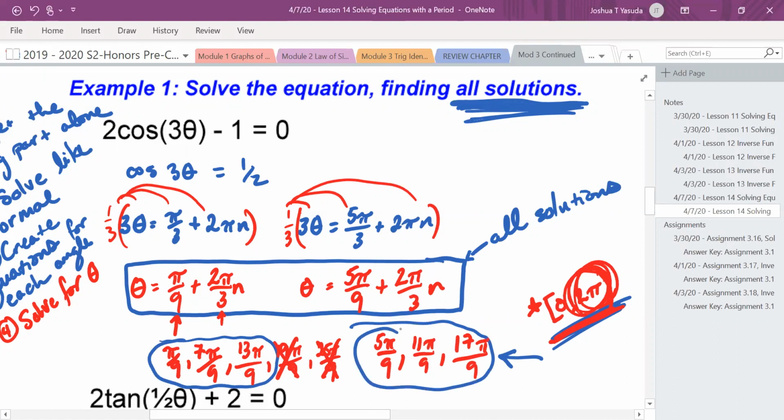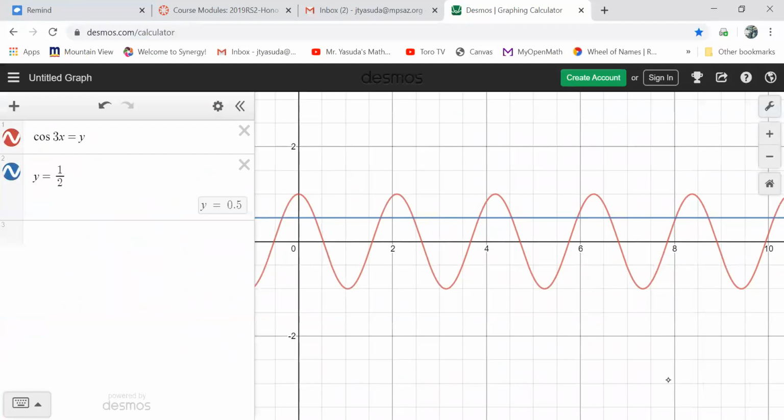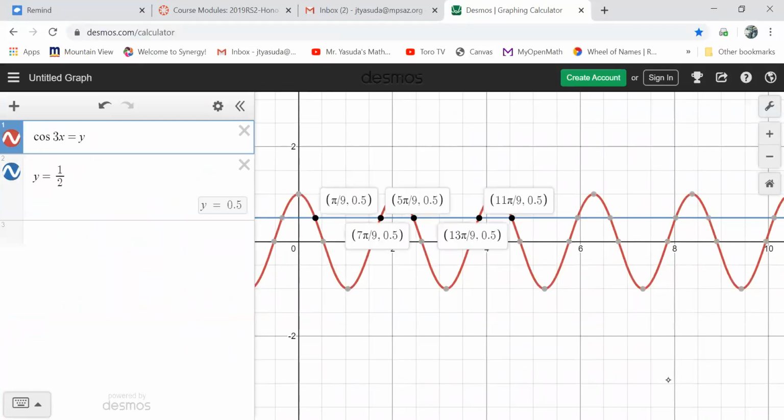And if I were to share with you my graph one more time. Oh no, we lost it. 1, 2, 3, 4, 5, 6. So if you're taking a look at pi over 9, let's get rid of that. Let's get rid of this. Okay, nope. Is that what I wanted to get rid of? I don't want to get rid of this one.